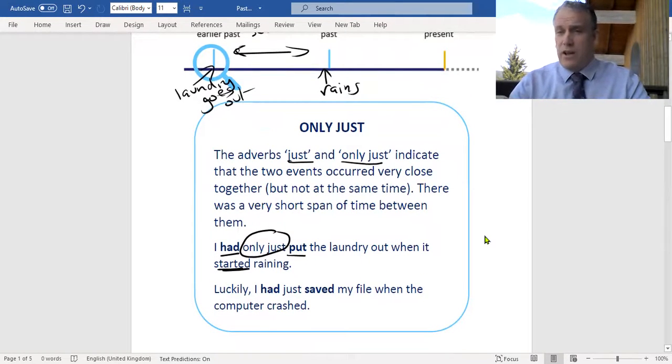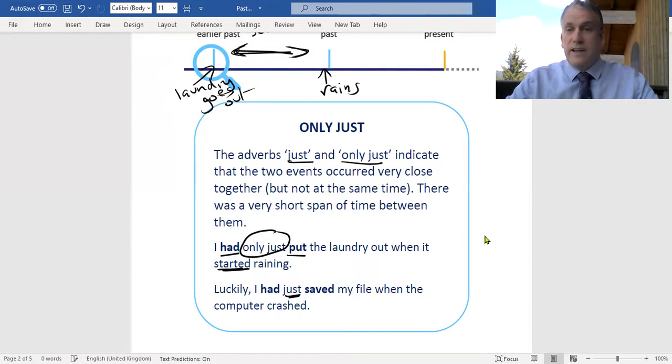This is very similar to the earlier example we used about computers. Luckily, I had just saved my file when the computer crashed. Okay, take a minute, pause the video if you wish, and think about which happens first. So, I had just saved my files, had saved, past perfect. This is the event that happens first. Computer crashed, past simple. That happens next. But we've used just. So this indicates to us that the distance between the two events, again, is very short.